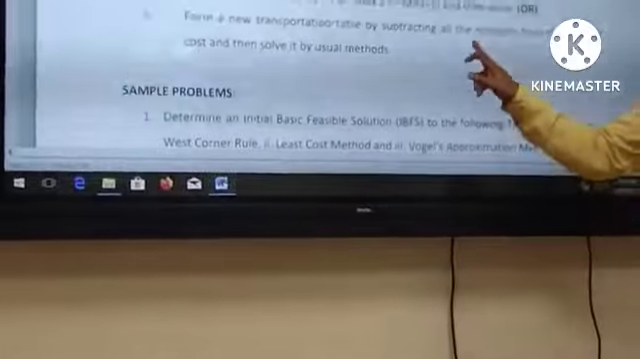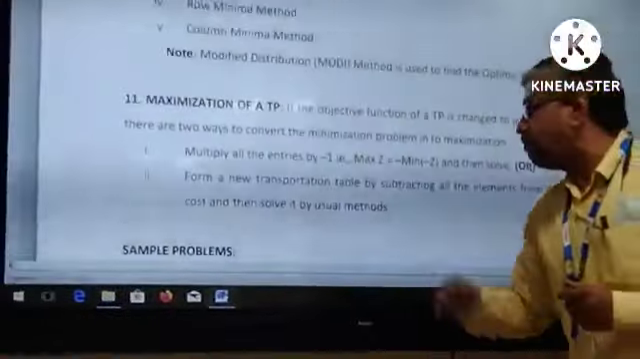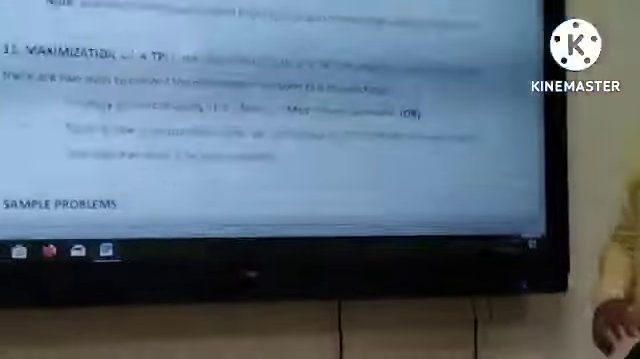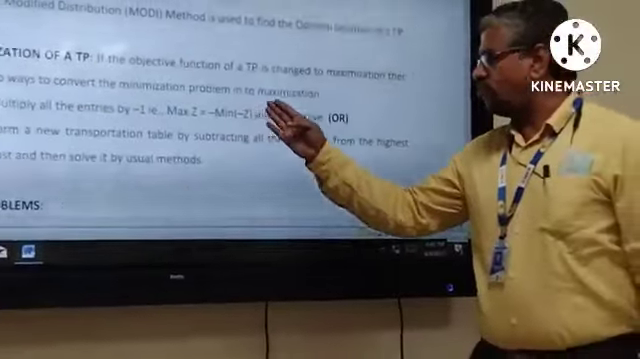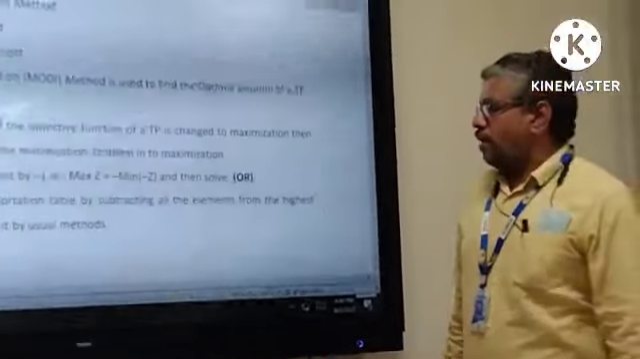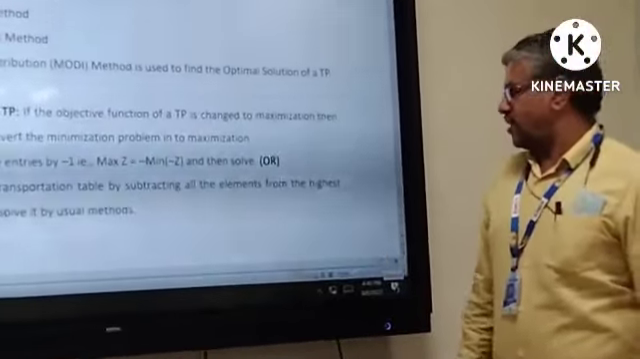But we'll have to do one simple thing for maximizing the problem, which is to multiply all the entries by -1. That is, maximize z equals minus of minimize of minus z. This is the formula for maximization of a transportation problem.